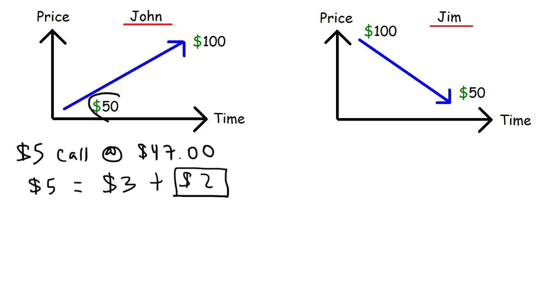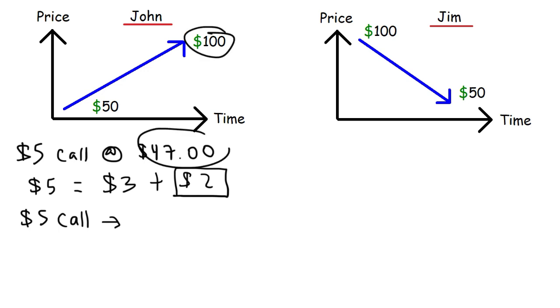Now let's say that the price of the stock rises from $50 to $100 at expiration 30 days later. What will be the value of the call option? So the call option is currently 5, but when it goes up to 100, the value of the call option will be the difference between the stock price and the strike price. So 100 minus 47, that's 53. And at expiration, the time value of the call option will go to zero. So that $2 will disappear.